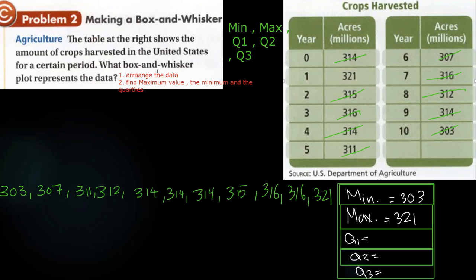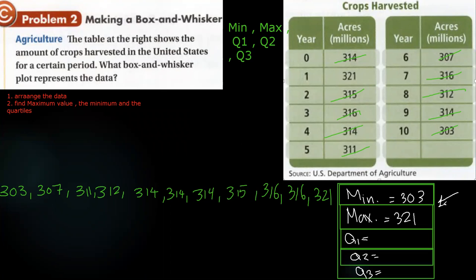You arrange the data, then after you arrange it, you have to find the maximum, the minimum, Q1, Q2, and Q3, the quartiles. I draw this table here in order to fill it with the data we have. My minimum and maximum are very easy. I need to find now Q1, Q2, and Q3. Let's start with Q2.